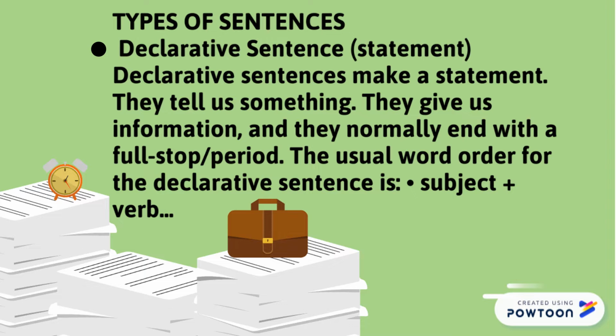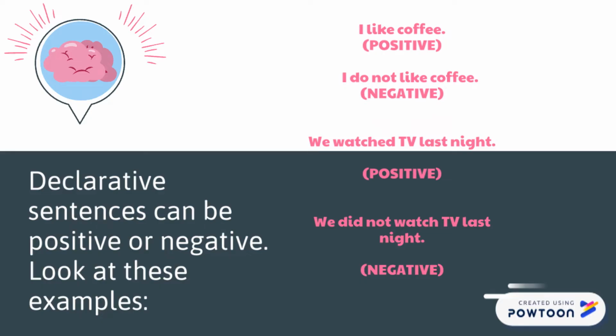That is a simple, straight statement. Declarative sentences make a statement. They tell us something. They give us information. And they normally end with a full stop, which is also called a period. I repeat, full stop is also called period. You all know the sign full stop is one dot. The usual word order for the declarative sentence is subject plus verb.